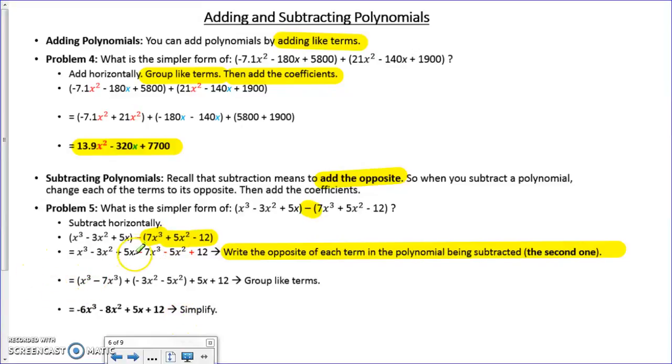So we have x cubed minus 7x cubed, those are like terms, plus negative 3x squared minus 5x squared, that's the other set of like terms, plus 5x does not have a like term, and plus 12 does not have a like term. So we just group our like terms and we're going to add them. So we get negative 6x cubed minus 8x squared plus 5x plus 12. Again, we'll do more with this tomorrow.